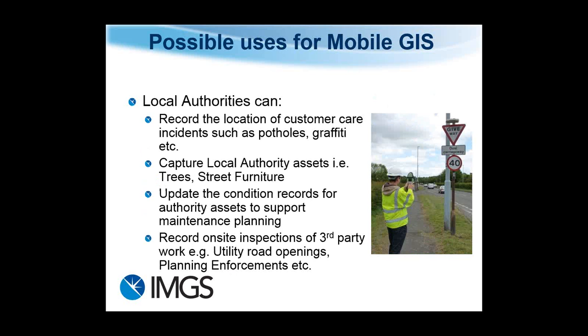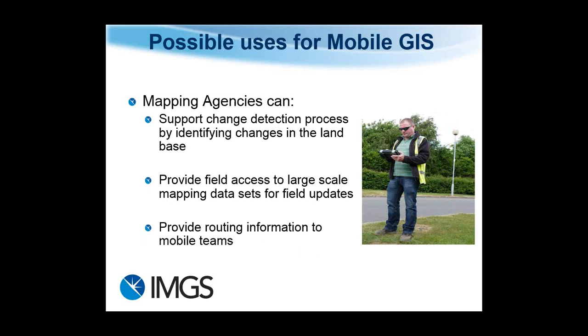Local authorities can record the location of customer care incidents such as potholes and graffiti, etc. They can capture local authority assets such as trees and street furniture, update the condition records of assets, and support maintenance planning and figure out where they're going to have capital and operational spend, and also record the on-site inspections of third-party work, e.g. utility road openings, planning enforcement, etc. And for mapping agencies, they can support the change detection process by identifying changes in the land base, provide field access to large-scale mapping data sets for field updates, and provide routing information to mobile teams.